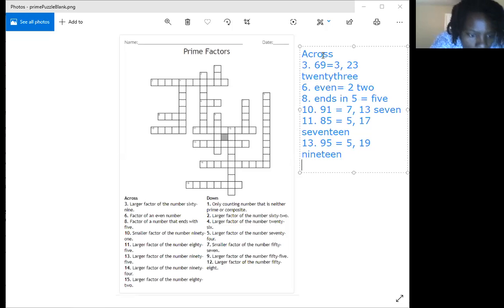Next, we have 14. And 14, the larger factor of the number 94. If we look at 94, it's even. And when we said it's even, we know one of the factors is 2. The other factor is half of 94, which is 47. Okay, so we want the larger, so that's going to be 47.